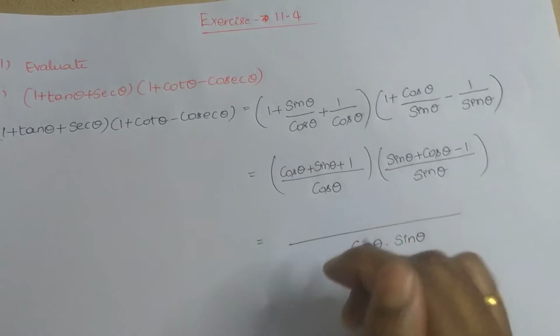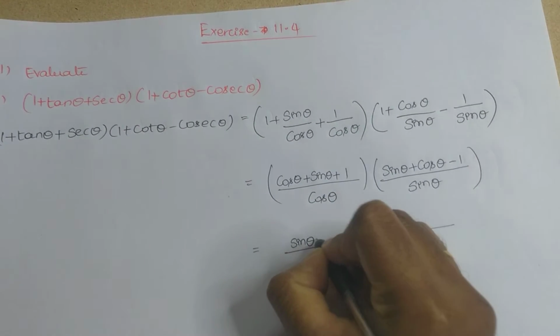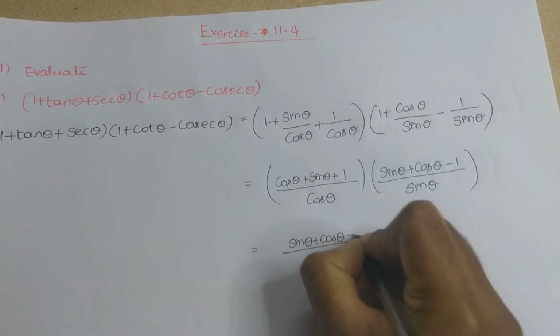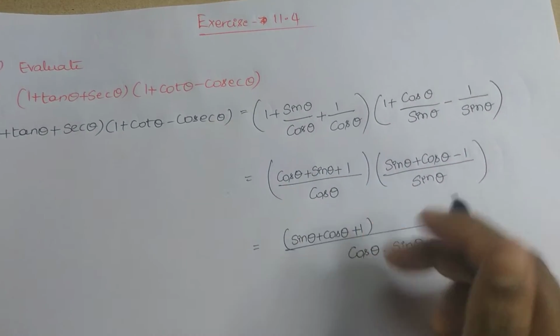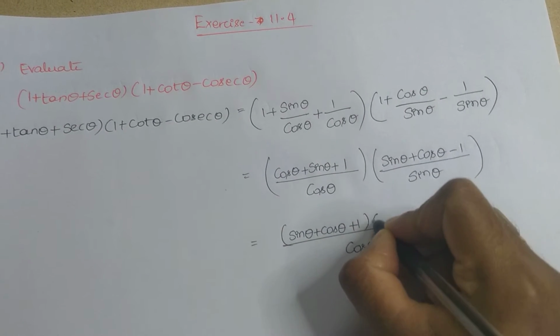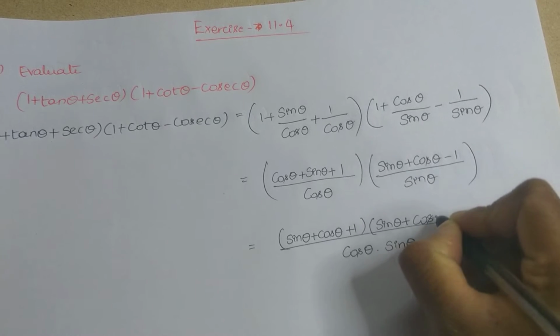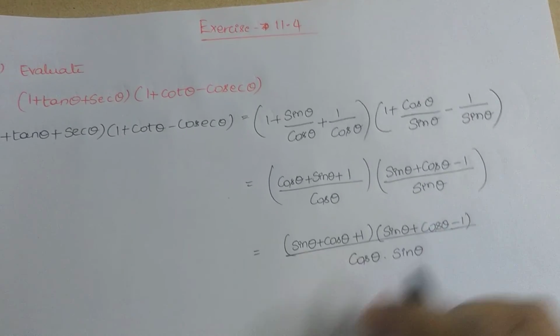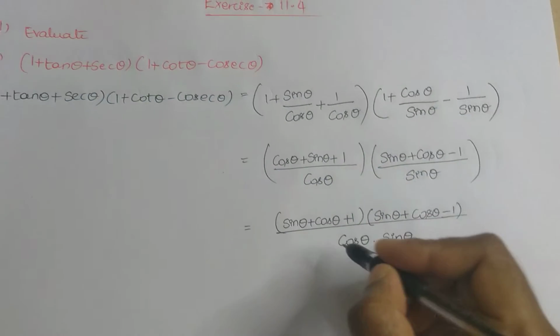So here plus is there, no? So what will I write here? Sin theta plus cos theta plus 1. Addition I can write in any format. The solution will remain the same. Correct? So here I will write it again, sin theta plus cos theta minus 1. When you write it like this, this is the format. See here.